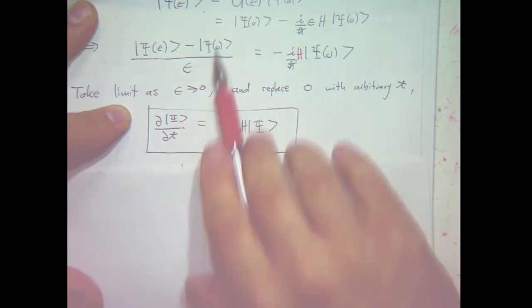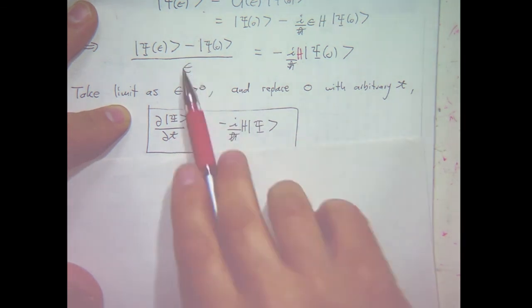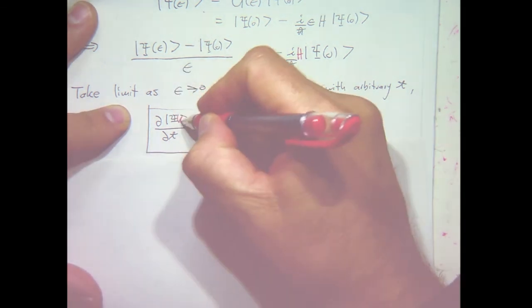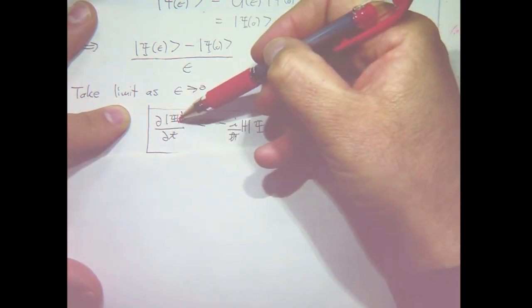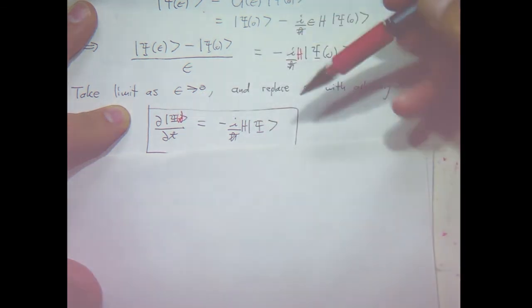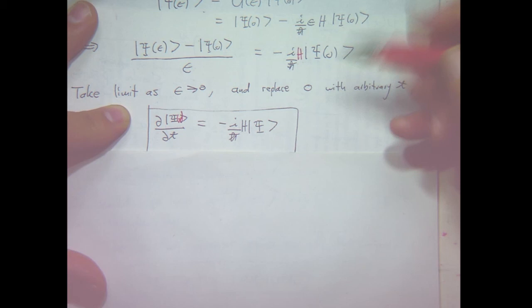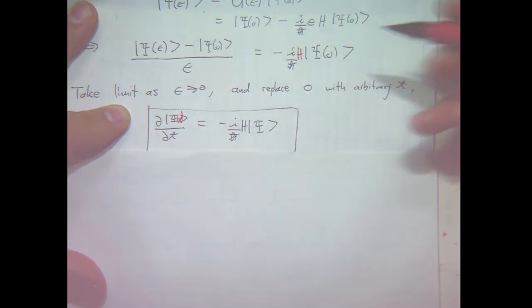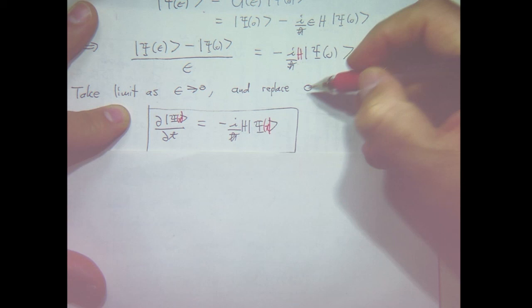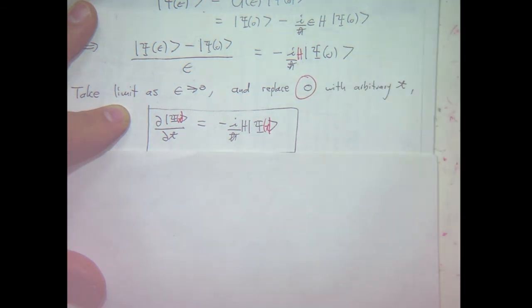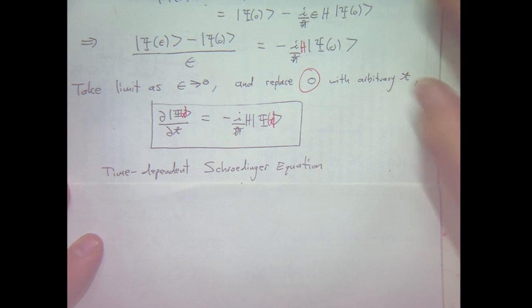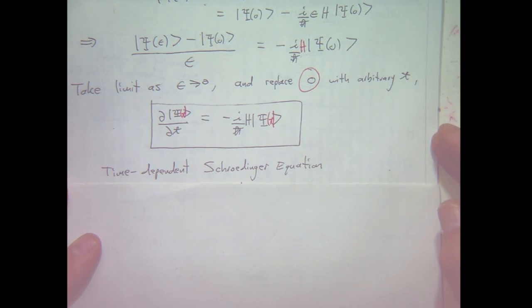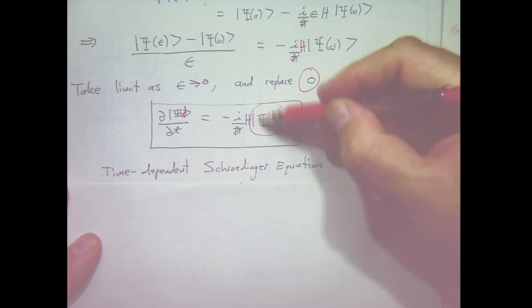Yep. So now that turns into the derivative with respect to time of the state psi of t. And it's a partial derivative because psi may be a function of coordinates as well, in general. That equals the right hand side, which is minus i over h bar times H psi of t. We're replacing zero with t, since zero was an arbitrary initial point anyway. And so that's the time-dependent Schrodinger equation, in abstract form, because these are abstract vectors.